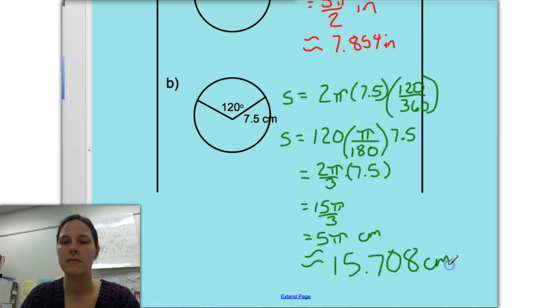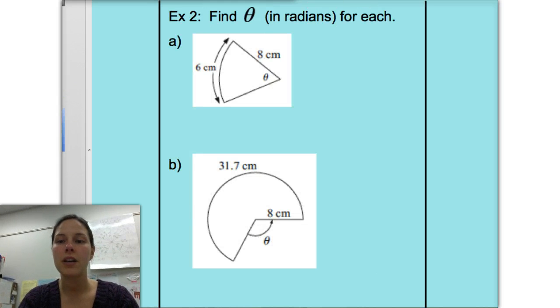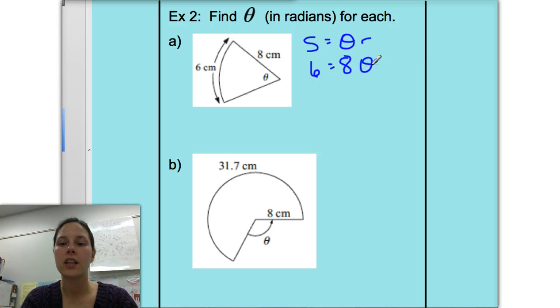An approximate answer for this one would be about 15.708 centimeters. Our next topic, for example, we are given the arc length and we need to find the measure of the central angle in radians. So we get to use this shortcut formula, theta times the radius, substitute the arc length, substitute the radius, and solve for theta. Dividing both sides by 8, we get 3/4 radians equals theta. You can choose to put radians as the label for your angle measure, or without any label at all, that is assumed to be in radians. So you can leave your radian angle measures without a label.